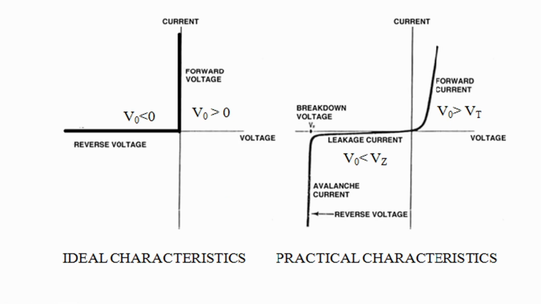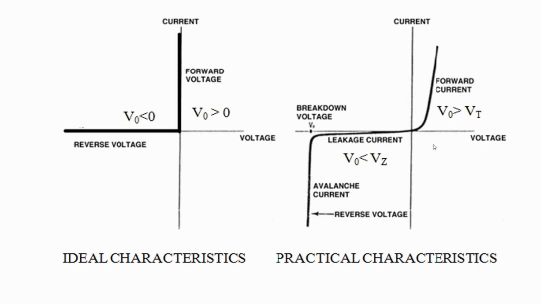The graph on the right here is a much more realistic example of how a real-world diode works. And as you can see, there is a certain amount of positive voltage that is needed to allow any current to flow. This is typically around 0.7 volts, although this can vary substantially depending on the type of diode.